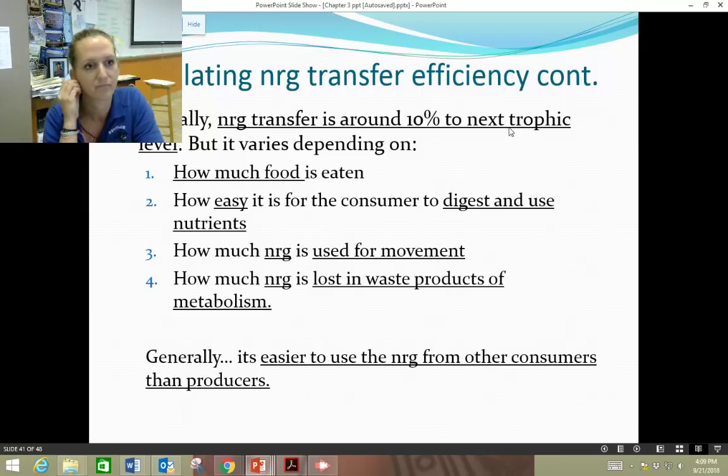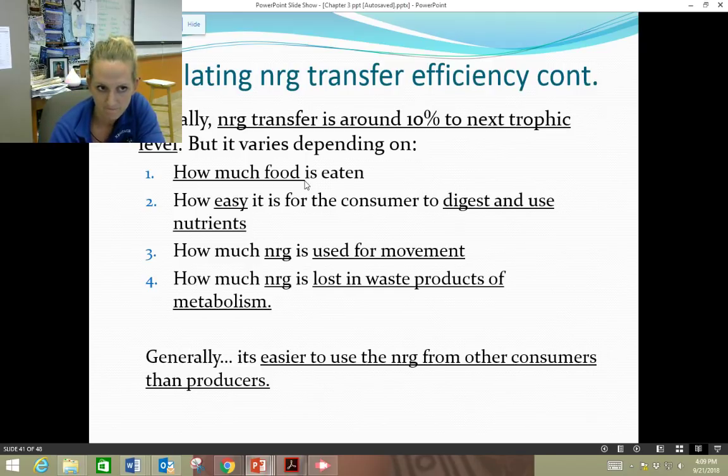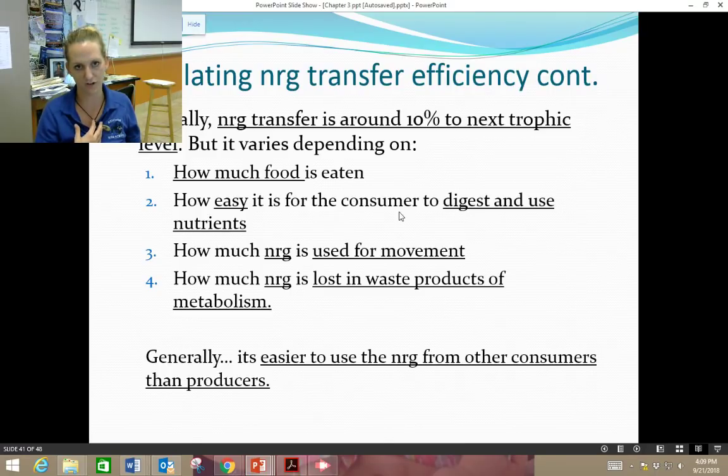It's pretty simple. When you're calculating energy transfer efficiency, typically it is around 10% to the next trophic level. But we did see that it's not perfect. So it does depend on how much food is eaten, how easy it is for the consumer to digest and use those nutrients. Typically, plant material is a little bit easier to digest than thicker meat material. How much energy do you use for movement? If you are a very active person, you're really not going to yield as much energy for yourself. You're going to be using a lot of it in respiration. How much energy is lost in waste products of metabolism? So whenever you're breaking that down.